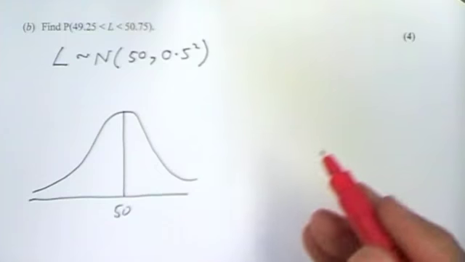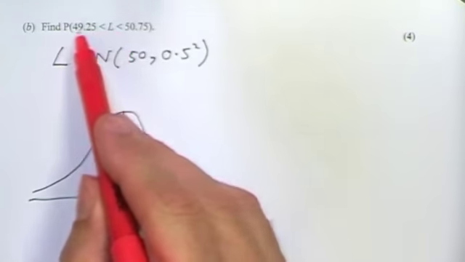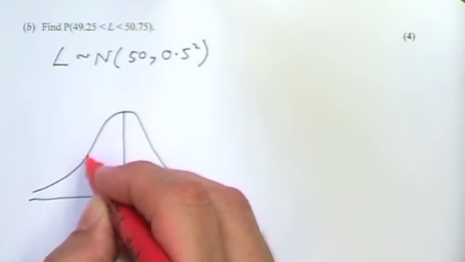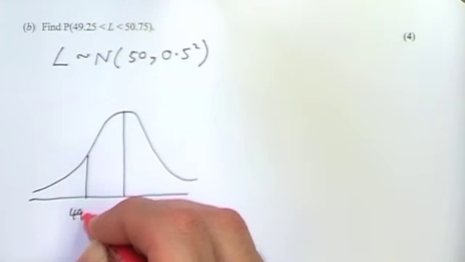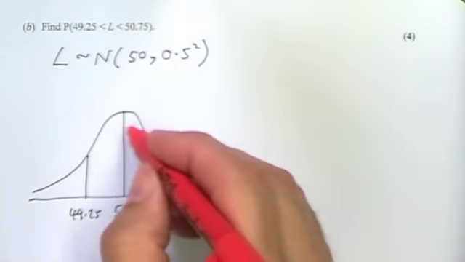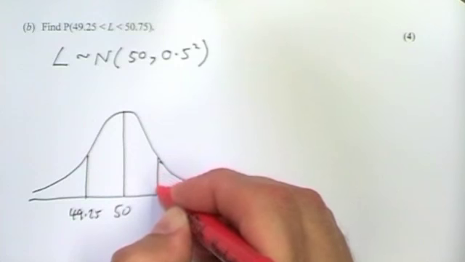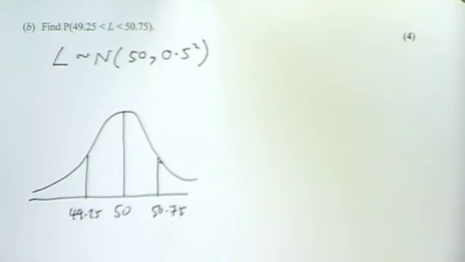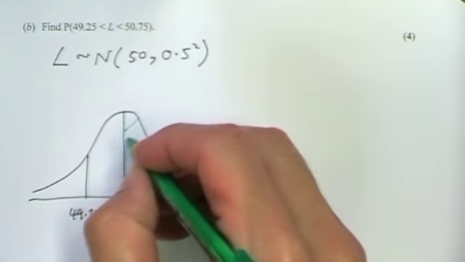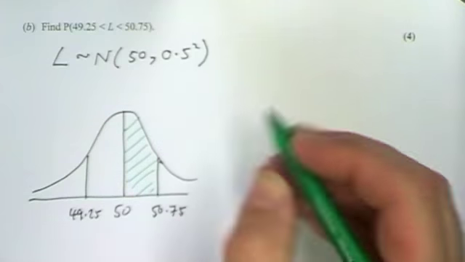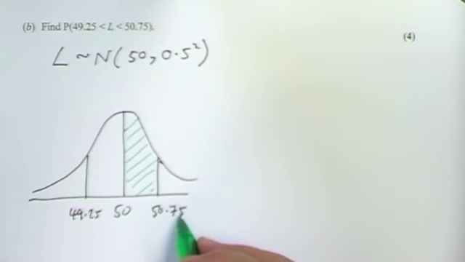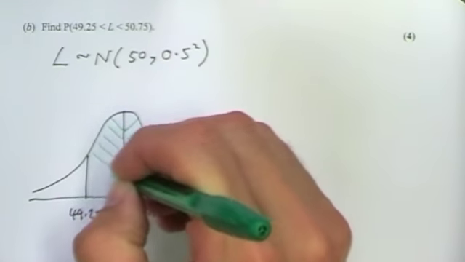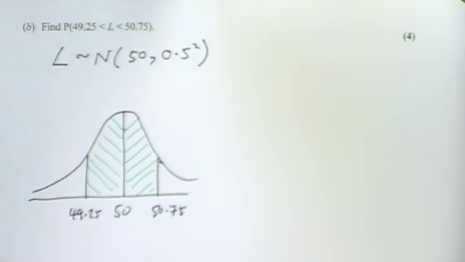This is 50, and our question wants to find the probability between these two boundaries. So 49.25 is on this side and 50.75 is on this side, and we want between. So the area we're actually looking for is, I'm going to shade them different ways, because notice this is 0.75 above the mean, this is 0.75 below the mean. So those two areas are identical.